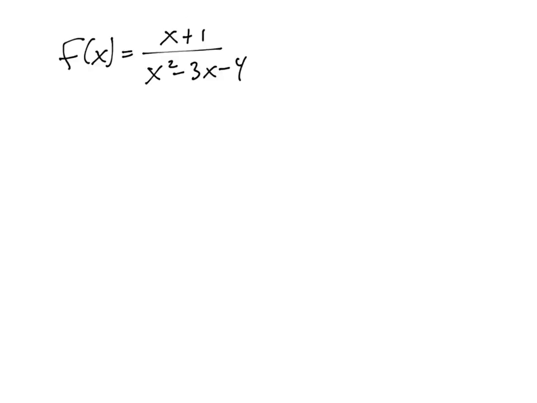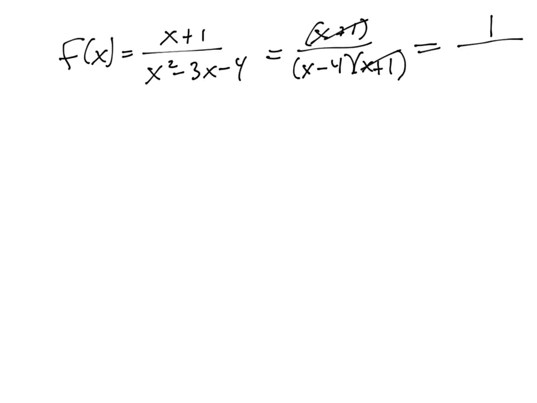So for this rational function, we want to find and label all asymptotes, find the domain, the x and y intercepts, and then come up with the graph. So the first thing we typically would want to do is factor the numerator and the denominator. Well, the numerator cannot factor. The denominator is going to be x minus 4, x plus 1. So what that tells us is those factors cancel and we're left with 1 over x minus 4.